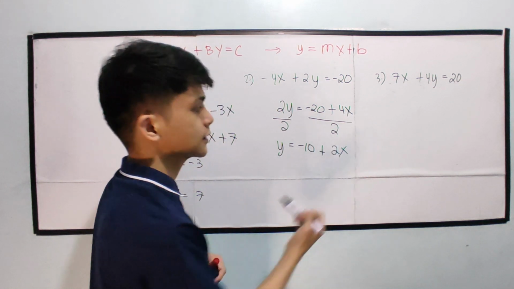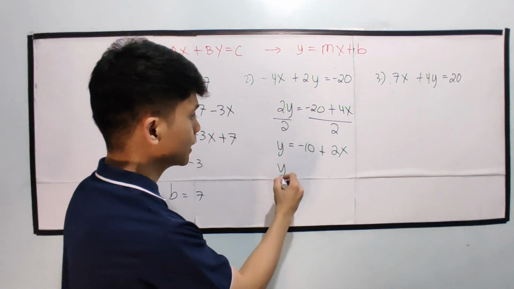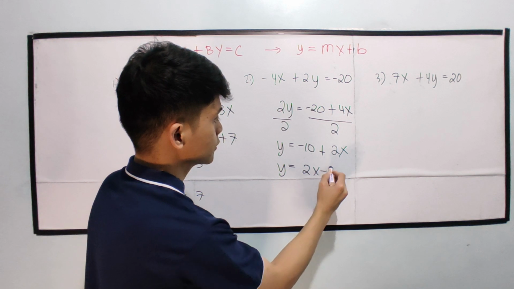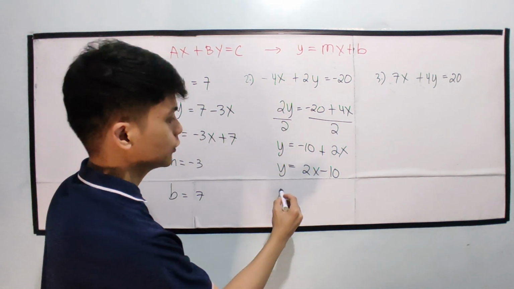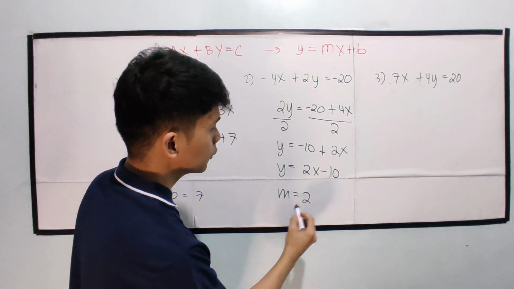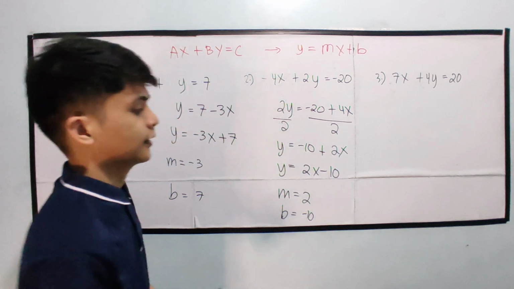So 2x. Okay, so dinivide 2 lang natin, no? Then, rearrange lang natin. So, 2x minus 10. So, naka-slope-intercept form na siya. Yung slope natin is positive 2. And then, yung y-intercept natin is negative 10.